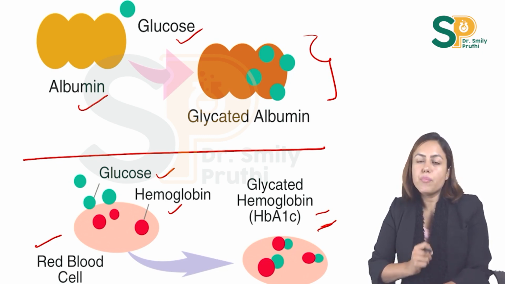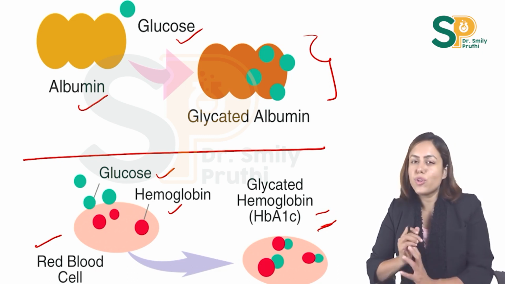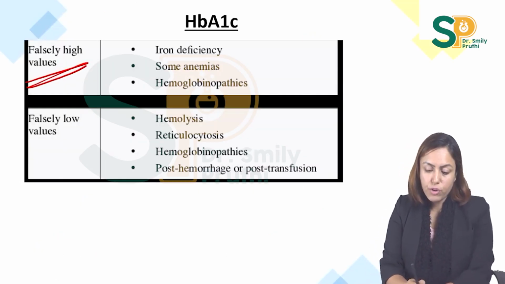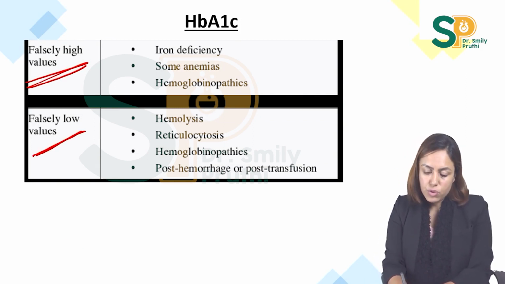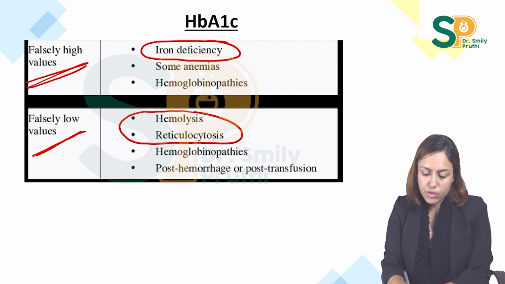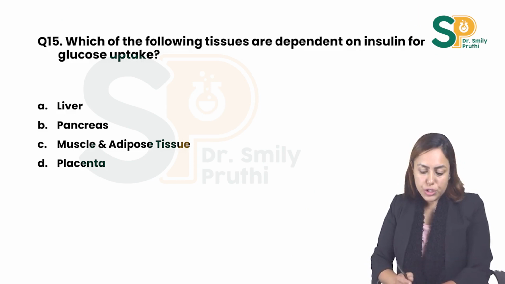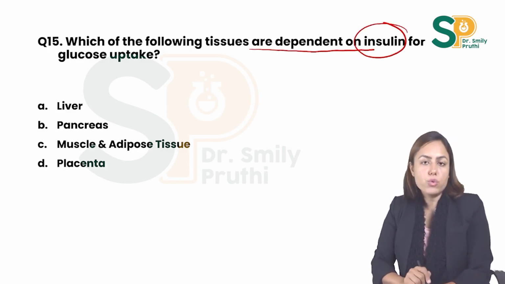Images have a great impact on our mind. So whenever you study, use lots and lots of images and lots and lots of colors, and that will help you a lot, right? Then we'll also learn falsely high or falsely low values of HbA1c. When do we get these? Especially learn that in iron deficiency anemia, there is a falsely high value. In hemolysis and reticulocytosis, there is a falsely low value, right? Then coming to the next question: which of the following tissues are dependent on insulin for glucose uptake?